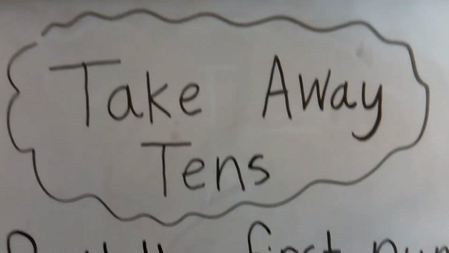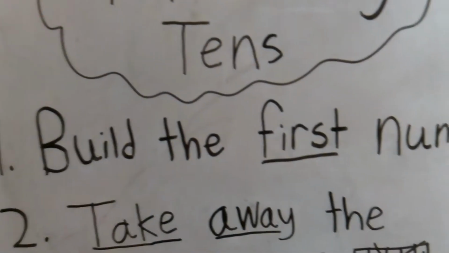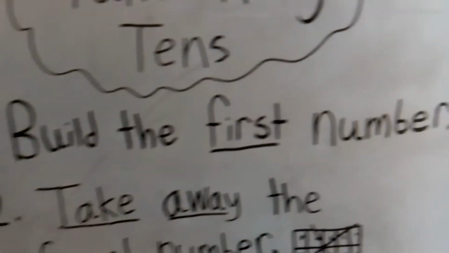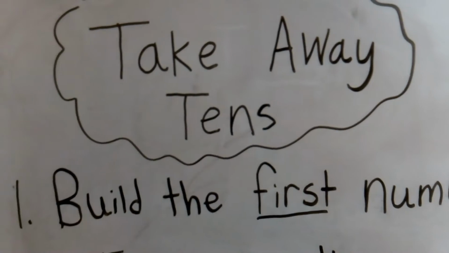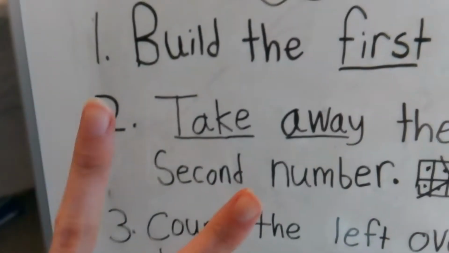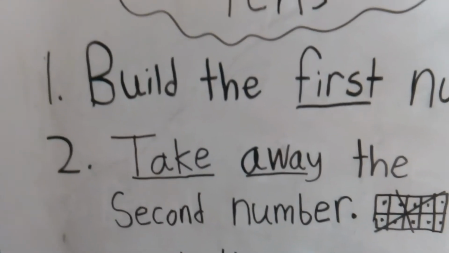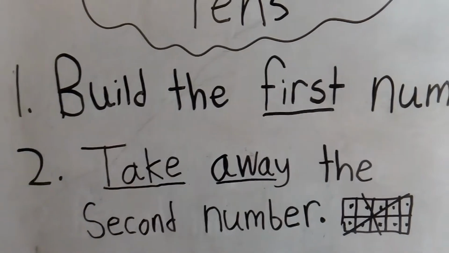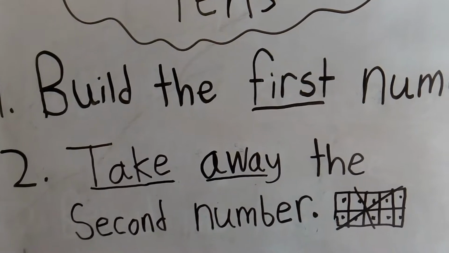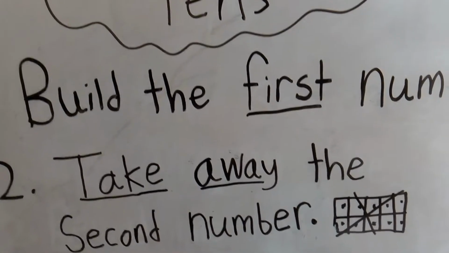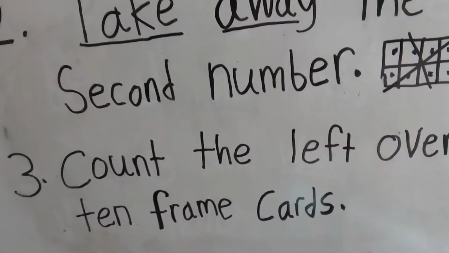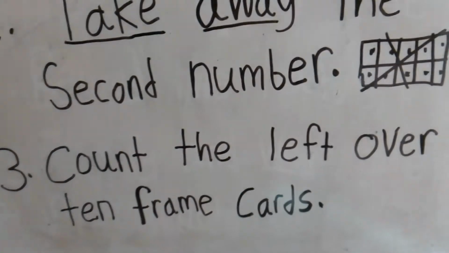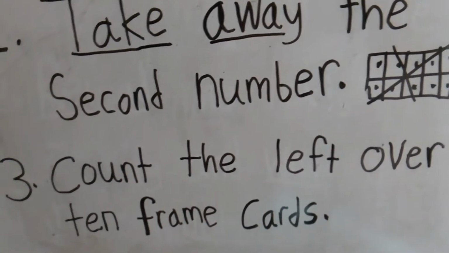So let's go on over to our poster. First, we need to build the first number in our number sentence. Step 2, and this is where it's a little different from yesterday's, we need to then take away the second number that we see in the number sentence. And finally, for step 3, we need to count the leftover 10 frame cards.